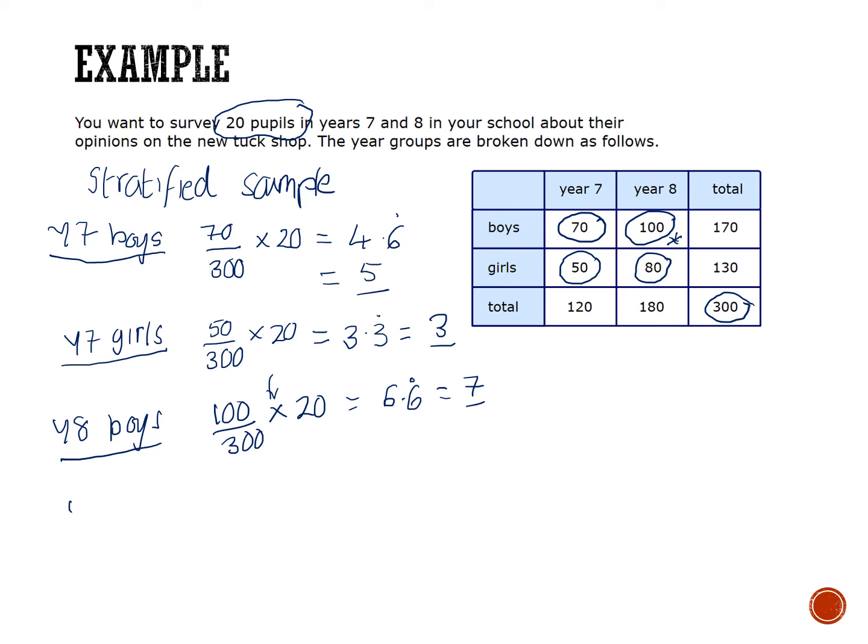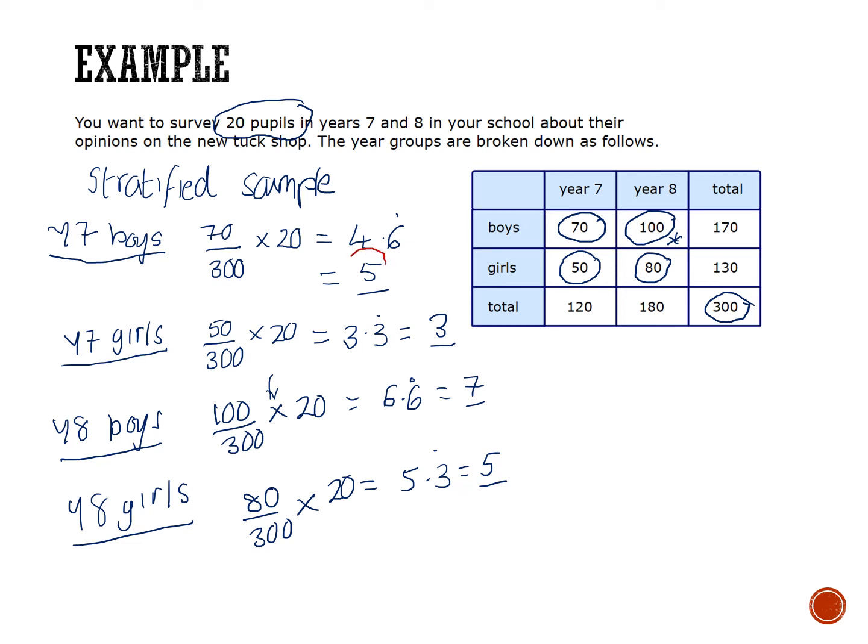And then the final one, Year 8 girls. Okay. How many Year 8 girls are there? 80 out of the 300. And so I want that fraction of the 20 to be Year 8 girls, and that comes to 5.3, or I round that to 5. Okay, so those will be my answers.